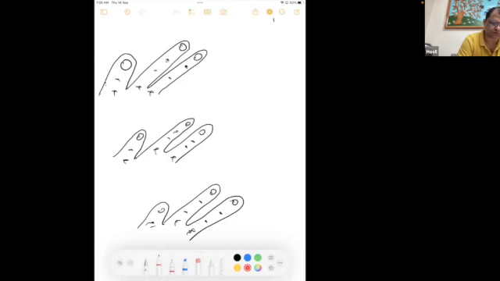So choice number one, we can just draw the meridian in only the upper phalanges. Choice number two, we can draw the meridian till the middle joint. And choice number three, we are drawing the meridian till the entire finger.